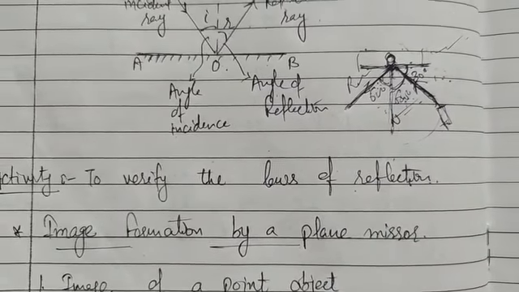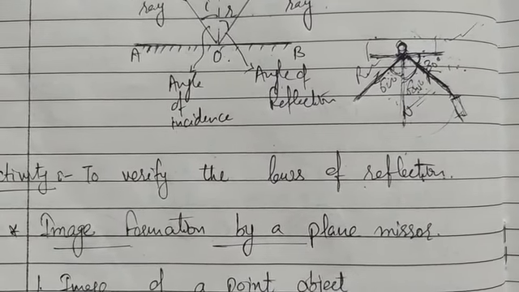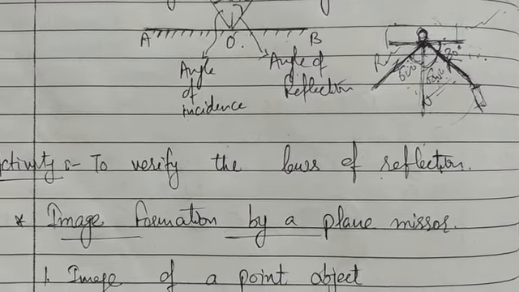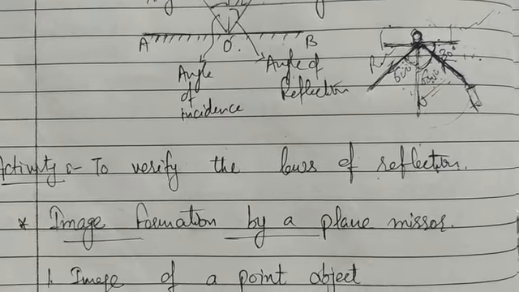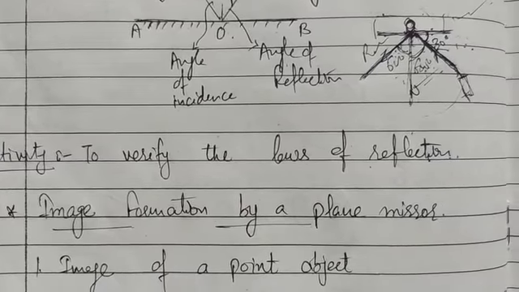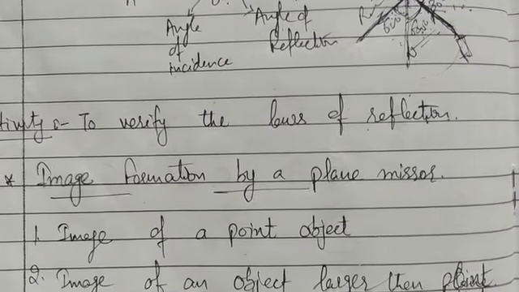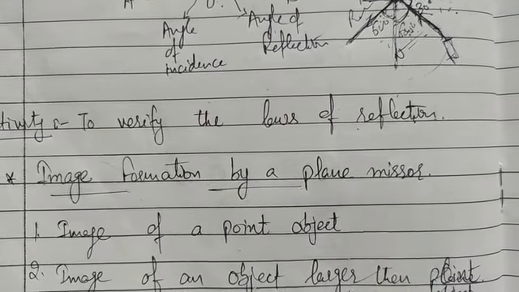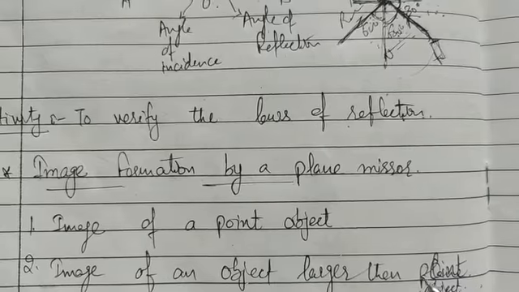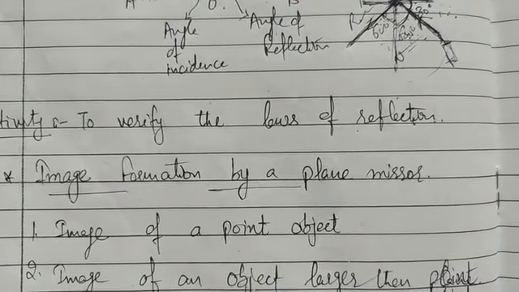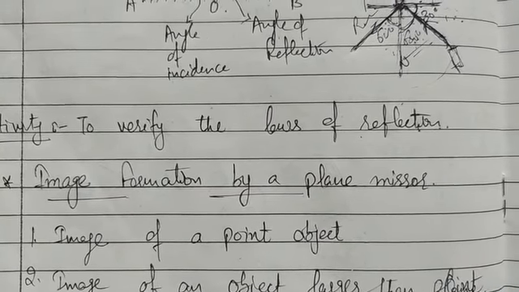As we have learnt about the plane mirror, when we see ourselves in the mirror, we see our image in the plane mirror. So a plane mirror can form images of different objects. Firstly, we will study the image of a point object, and after that we will study the image of an object larger than the point object. That means firstly we will take a point object, and after that we will study the image formation by a plane mirror of an enlarged object, or an object larger than a point-sized object.